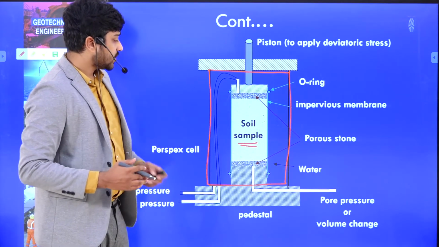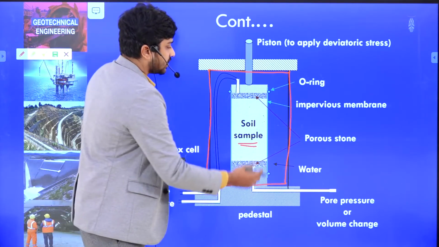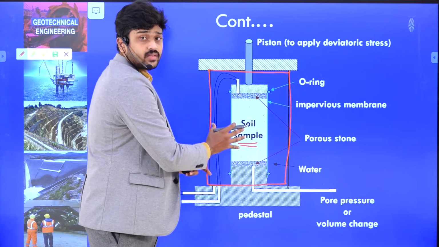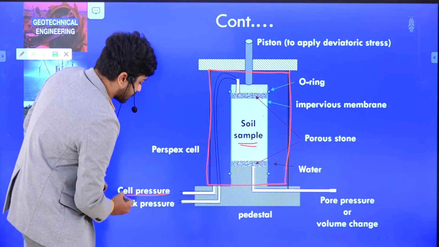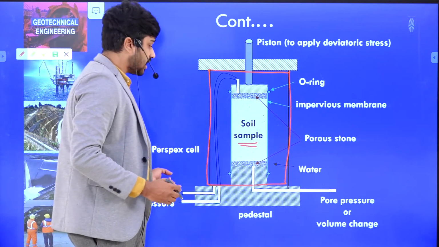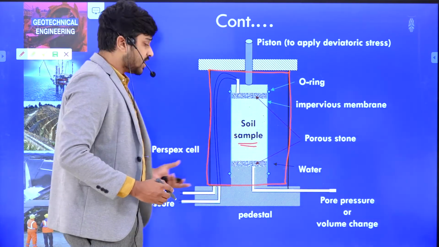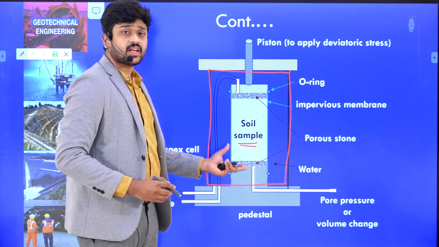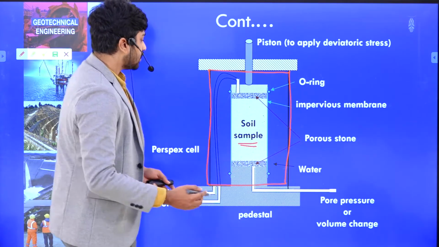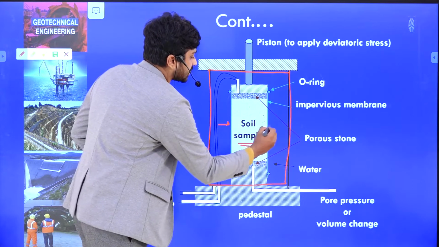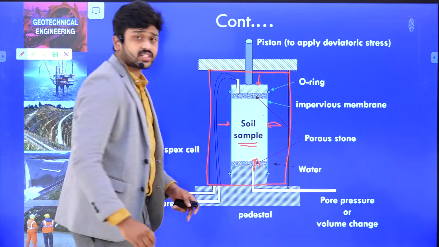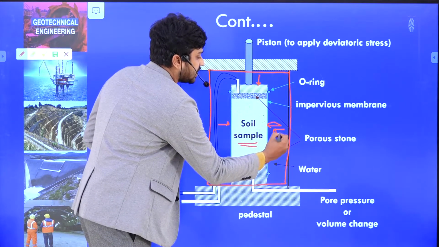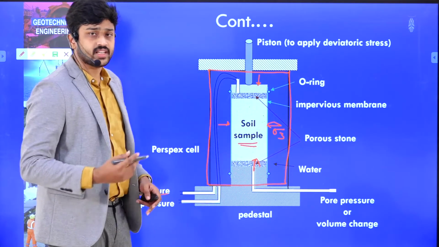What we do is initially fill the entire container with a certain amount of water using the cell pressure, after placing the soil sample. So the water will start exerting some stress along these directions. This will be our sigma 3 or sigma c initially.